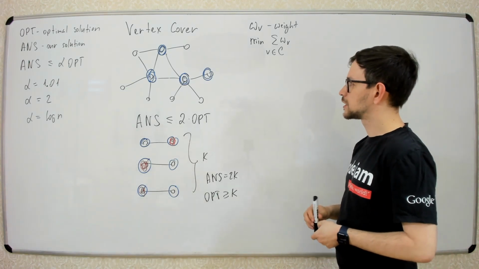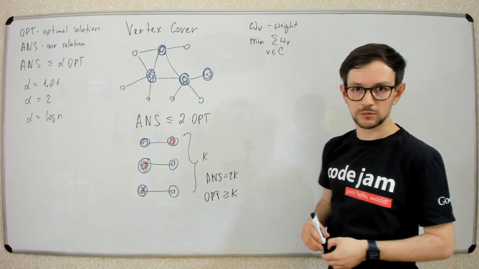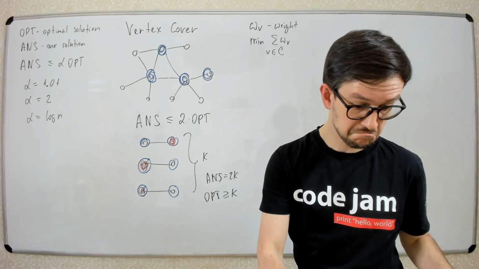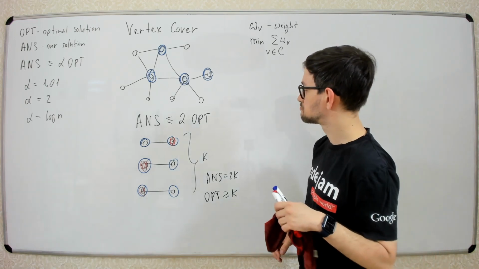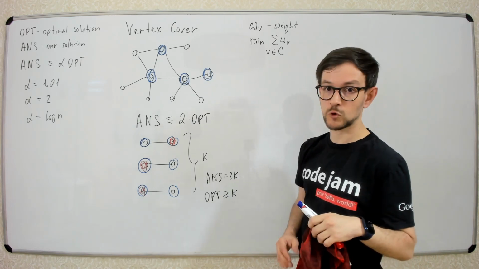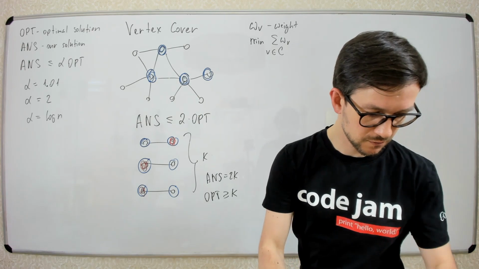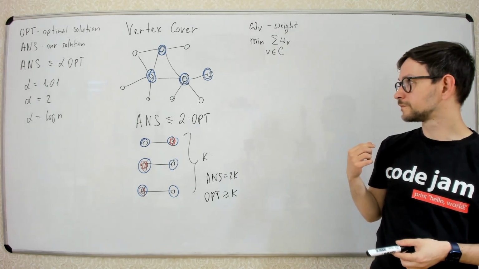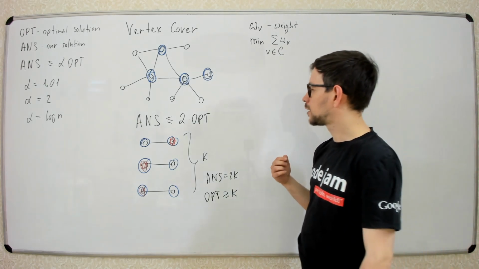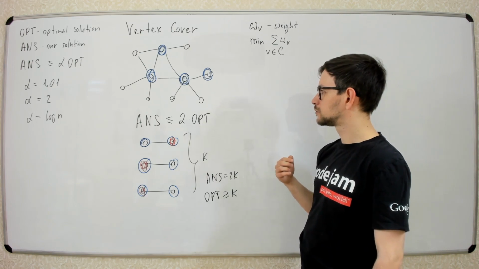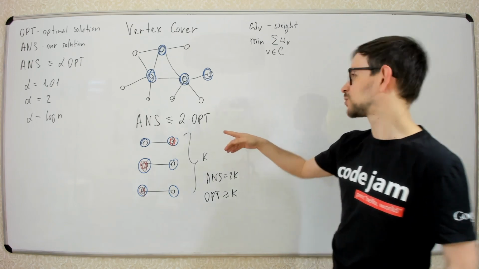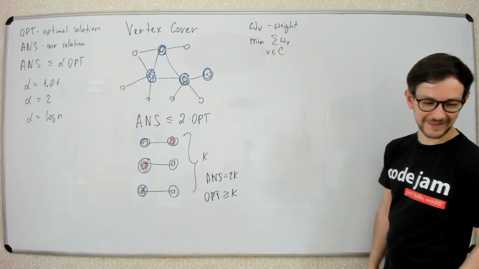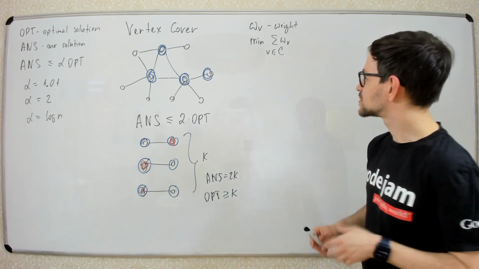Is there a better approximation for the vertex cover problem? I'm not sure about it. It's a good question. I don't know what's the best known approximation for the vertex cover problem. Maybe there's some algorithm. I don't think randomization will help you. Okay, you can Google it. Good questions. Okay, so let's go next.